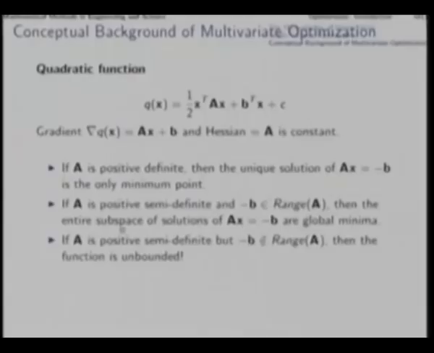If A is positive semi definite, but this system of equations, gradient equal to 0, is inconsistent, that is if minus b is not in the range of A, that will mean that the convexity is not a problem, but 0 gradient condition is not satisfied anywhere. So, in that case the function is unbounded and the minimization problem has no solution. These second and third cases, the first case is very simple. The first case is like this.